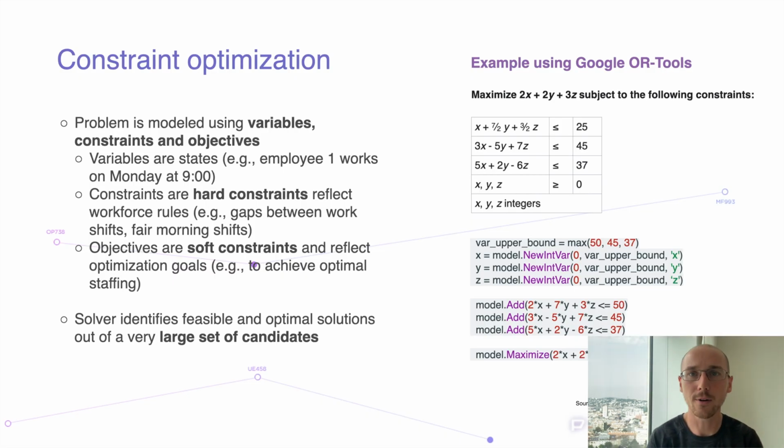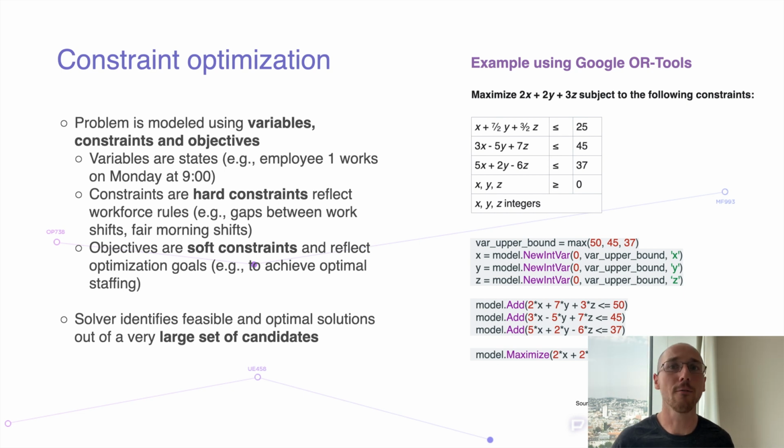So I mentioned this constraint solver. Constraint optimization is the general problem area that we work with. In this task, you model the problem using variables, constraints, and objectives. Variables are basically like states. You can have a variable that says this employee should work on Monday from 9 to 9:15. That's like a Boolean variable: he should be at work, or he should not be at work. Then you have constraints that work with these variables and provide rules about which variables can and cannot be activated in different scenarios.